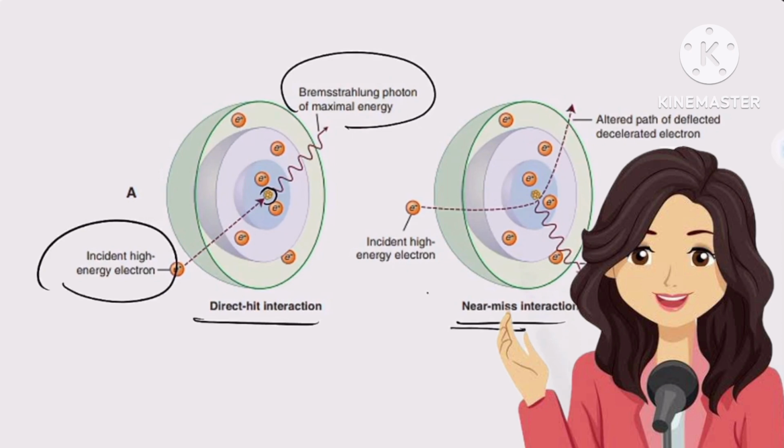In the near miss interaction, the incident high energy electron comes and passes by the nucleus. It does not directly hit the nucleus. It passes by the nucleus, and the energy is decreased and the path is also deflected. Both energy and path are changed in the near miss interaction, and there is a release of a Bremsstrahlung photon of lower energy. So in Bremsstrahlung radiation, there are two possibilities: either direct hit or near miss.